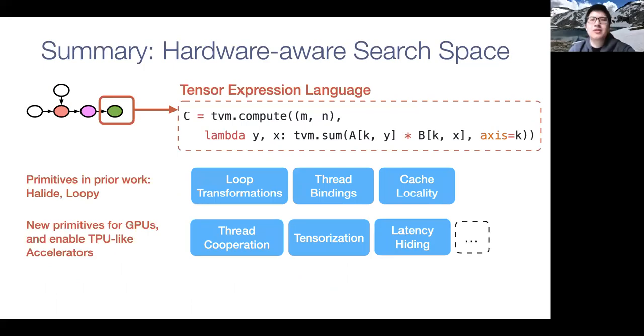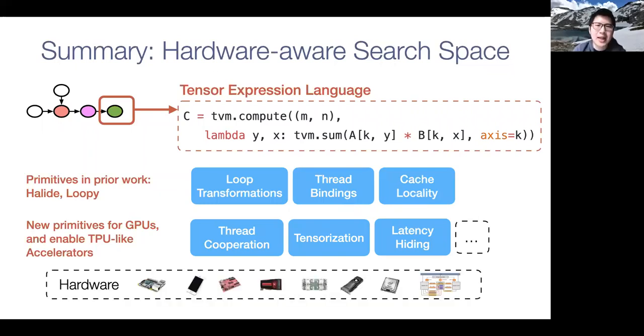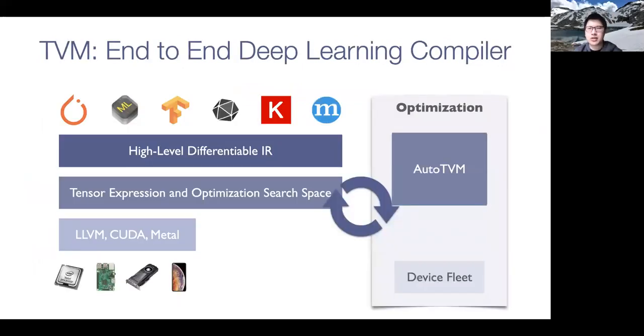So to summarize and recap this part, the general idea is that we introduce effective primitives from previous works to optimize for CPUs, and introduce new schedule primitives to give us effective optimization on GPUs and enable TPU-like accelerators. The combination of all those possible optimization choices gives us a rich search space, so that we can use machine learning to find the optimal choices that are as close to what humans can write.